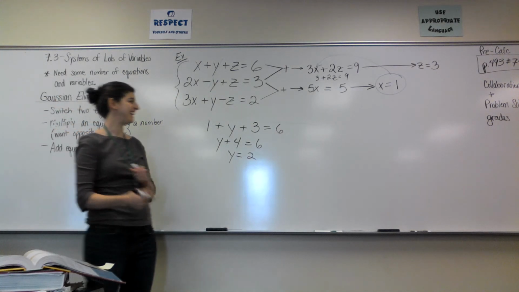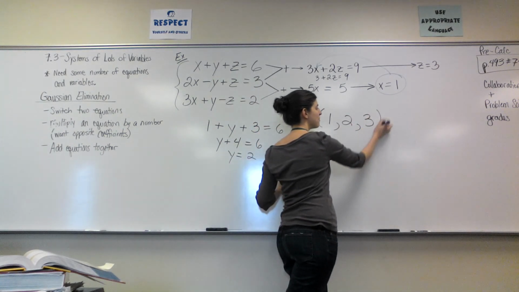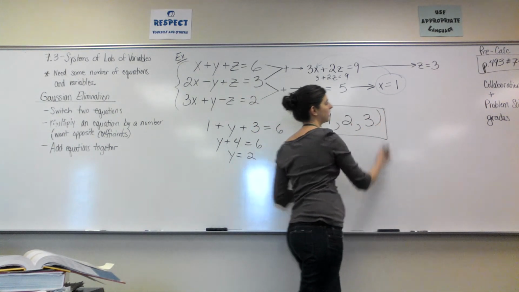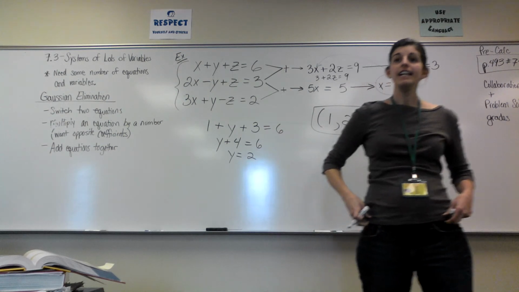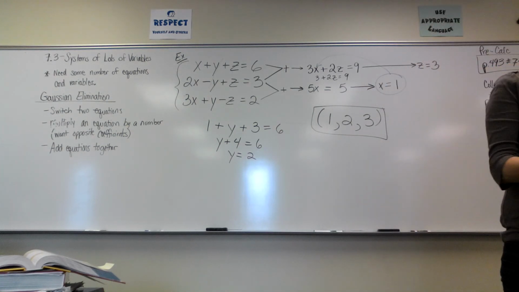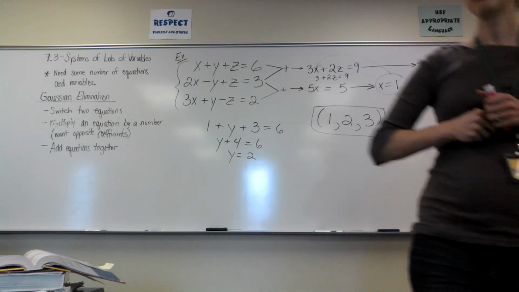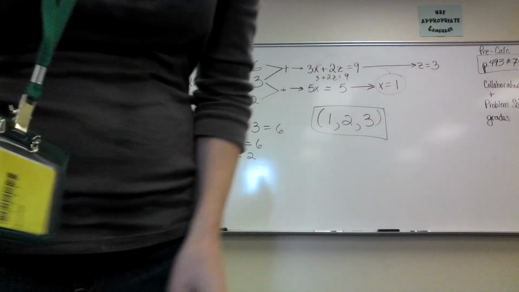What's my solution? 1, 2, 3. All right. Good work putting those in alphabetical order. All right. Now, what happens if you don't have opposite numbers already? That's when you start multiplying equations by numbers to get opposite values. All right. Again, we'll finish this Monday.